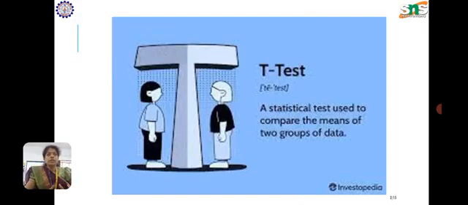Before going into the t-test, we should know what a population is and what a sample is. We can consider population as the total quantity of our blood. If you want to check our blood, we will take some sample from our body, that is called a sample. So we should know what is population and what is sample.